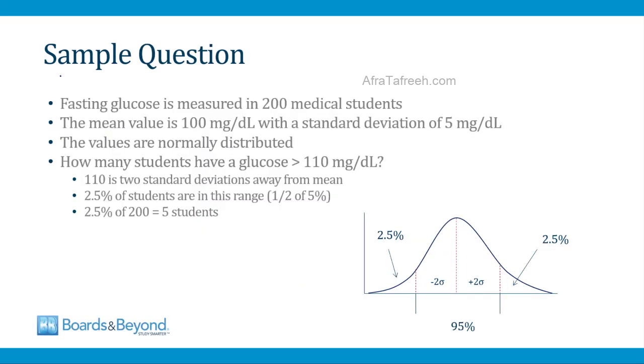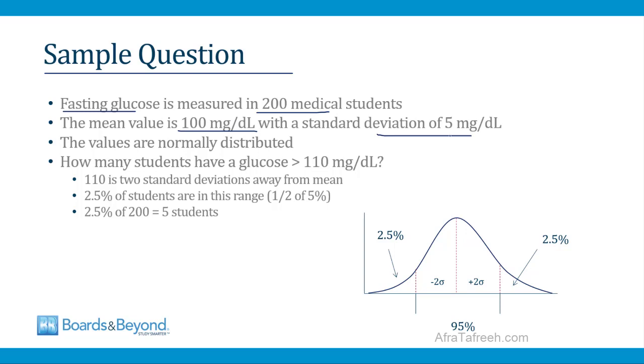So here's a sample question to give you an idea of how you might be asked to apply the concept of standard deviation. Let's imagine we measure fasting glucose in 200 medical students, and the mean value is 100 with a standard deviation of 5. The values are normally distributed, and the question asks how many students have a glucose greater than 110. Well, we have all the information we need to answer this question.